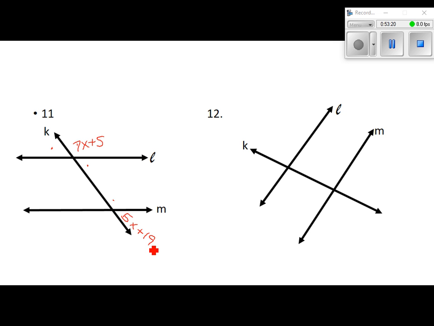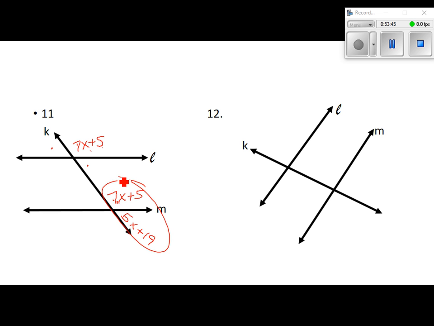No. What do you know about this angle and, let's see, this angle? Corresponding angles. Those two are the same. They'd be corresponding, wouldn't they? So if this is 7x plus 5, what's this angle? 7x plus 5. Now what can you tell me about those two angles? They're supplementary, they add up to 180. Tell me the equation I could set up.